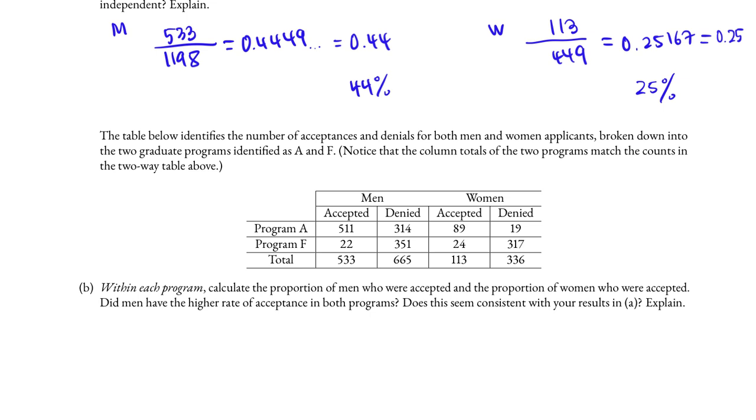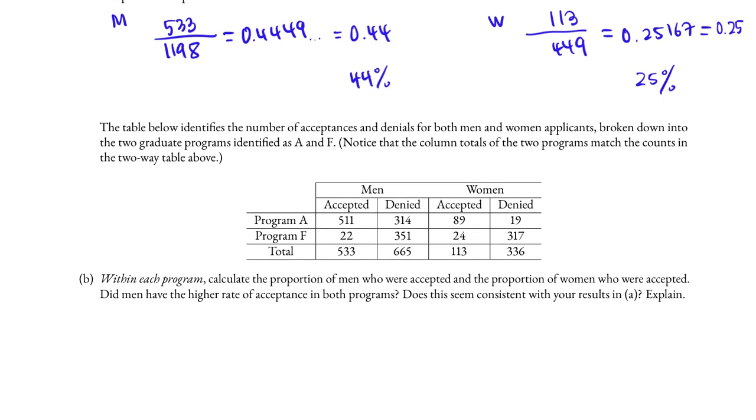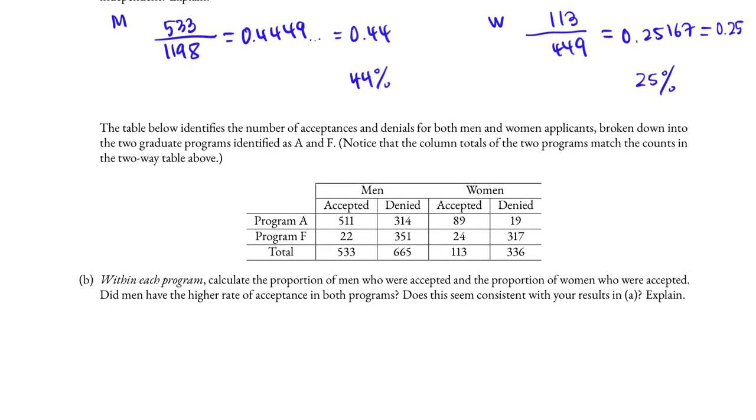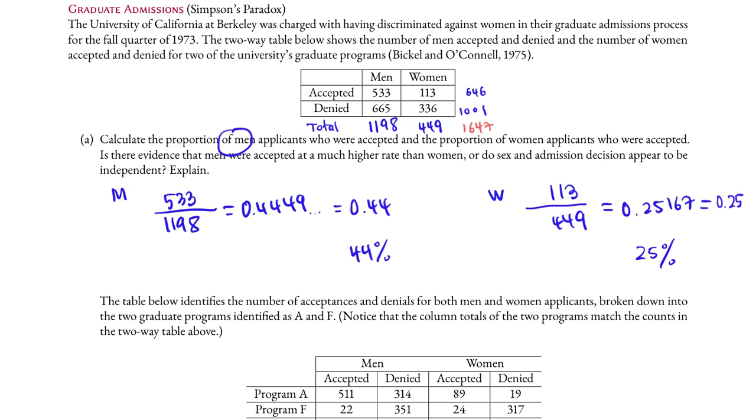Next, the table below is identifying the number of acceptances and denials for both men and women applicants, broken down into 2 graduate programs identified as A and F. Notice that the column totals of the 2 programs match the counts in the two-way table. So for men, there were 533 accepted, 665 denied. For women, 113 got accepted and 336 were denied.